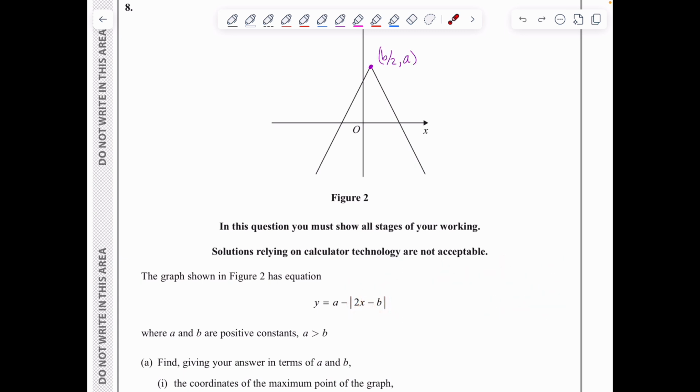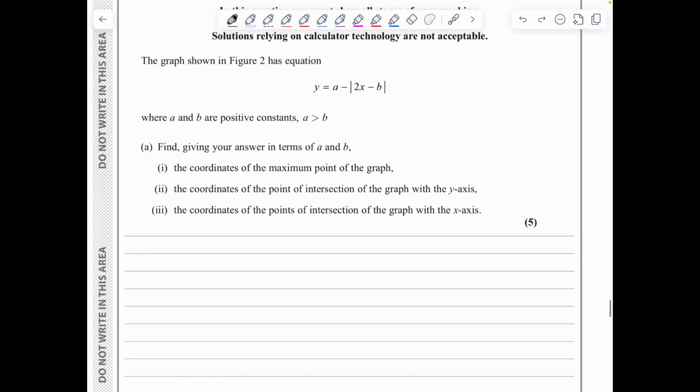I would also like to invest a minute or so to identify each line segment with its individual equation. So the part here is a part that goes downhill. So it has equation y = a - (2x - b), whereas the line segment on the left hand side goes uphill. So it has equation y = a + 2x - b. So we know that for the maximum point, the coordinates are (b/2, a).